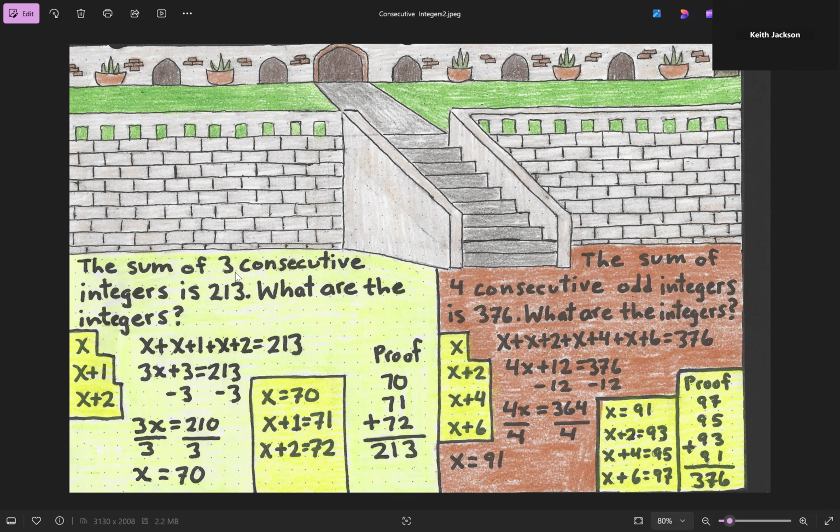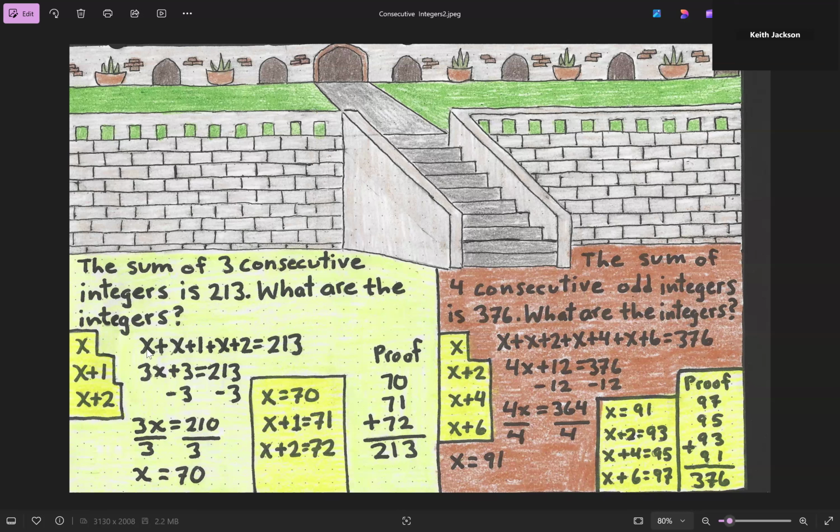But first, let us go with the first example in which the sum of three consecutive integers is 213. What are those integers? When we work this out, x is going to be the first integer, x plus 1 is going to be the second integer, and x plus 2 will be the third integer. We're going to add them all together to make it up to 213. So we have x plus x plus 1 plus x plus 2 is equal to 213.